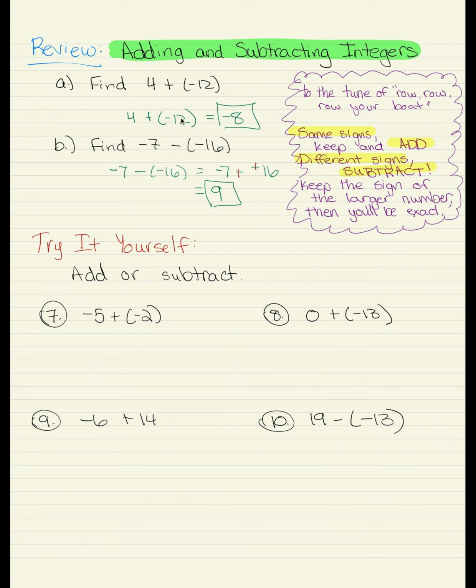So in our first example A, we had the numbers 4 and 12. 12 is the larger number, and that had a negative sign, which means that we need to attach that negative sign to our answer after we subtract. Down here, we end up with negative 7 plus 16. So we have different signs, and the numbers we have are 7 and 16. 16 is the larger number, and the sign there ends up being positive, so our final answer is positive.